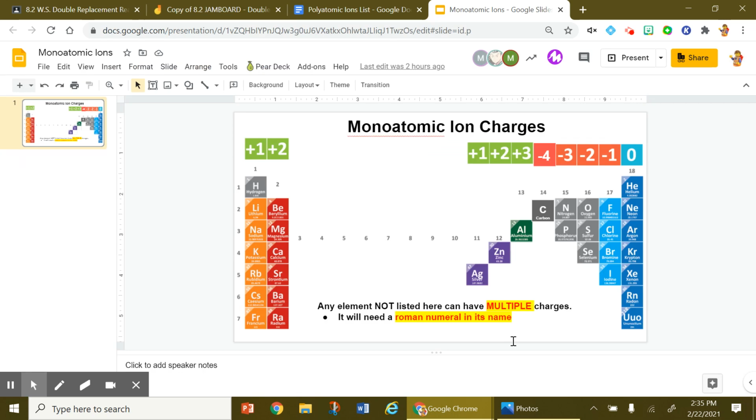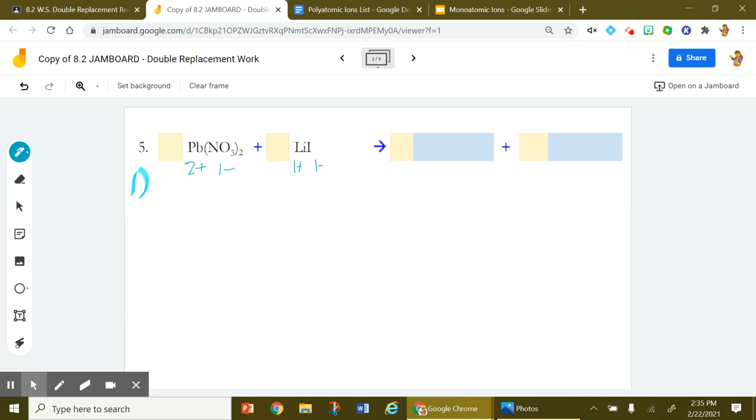Iodine is -1. There we go. We did the charges. Next up, we are going to create a new compound.